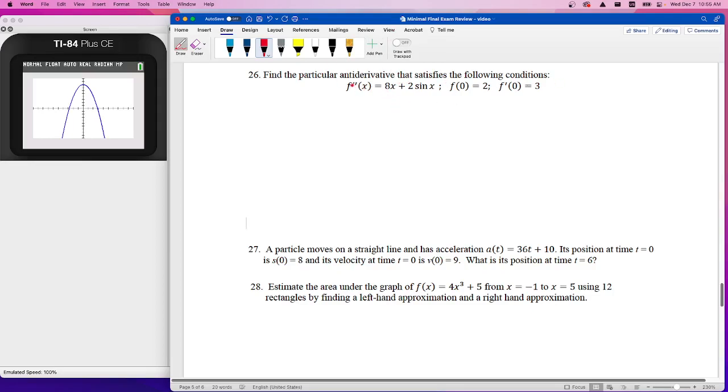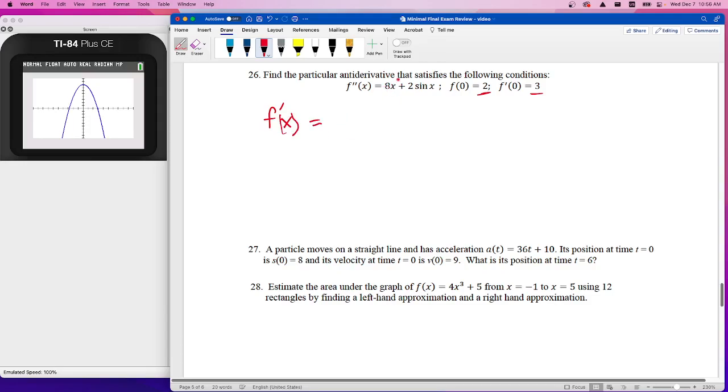So since this is a second derivative, we're going to have to do antiderivative twice. And remember, we do an antiderivative, we get a plus c, and at each step, what we're going to need to do is plug in these values to figure out what c is for each of those steps. Okay, so first, what is the antiderivative of f double prime? Well, that would be f prime. Right, so we're finding the derivative before the second derivative.